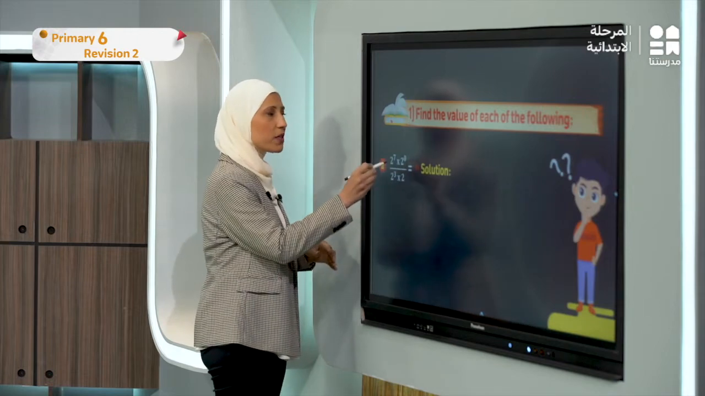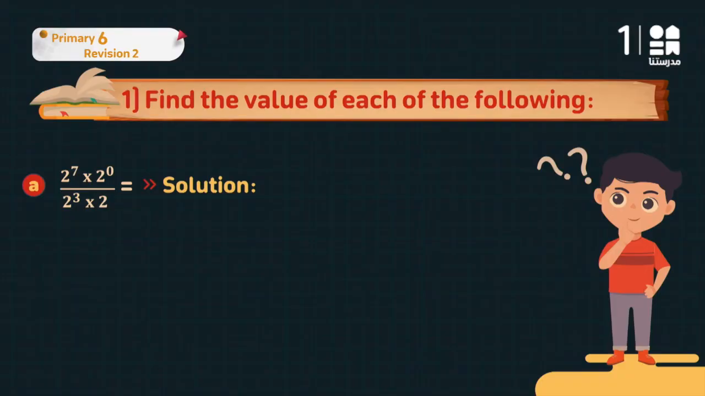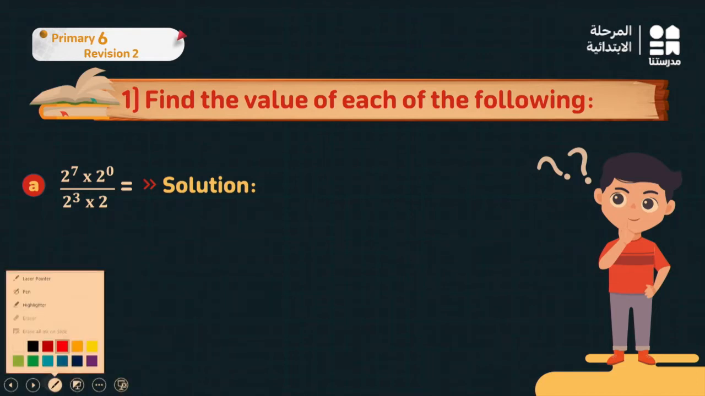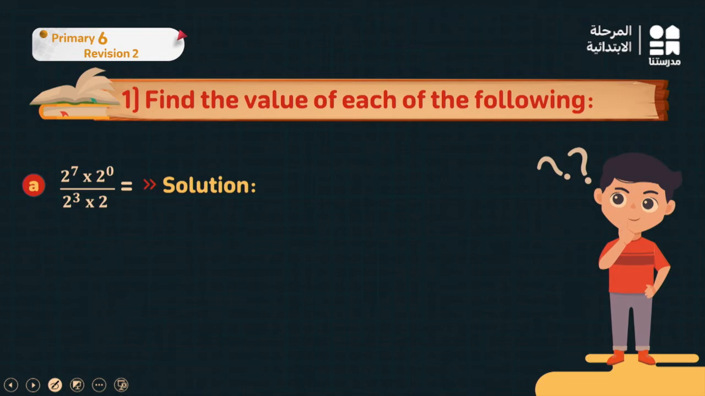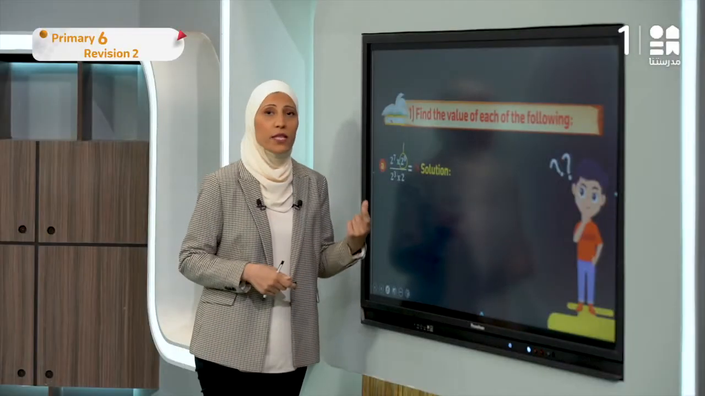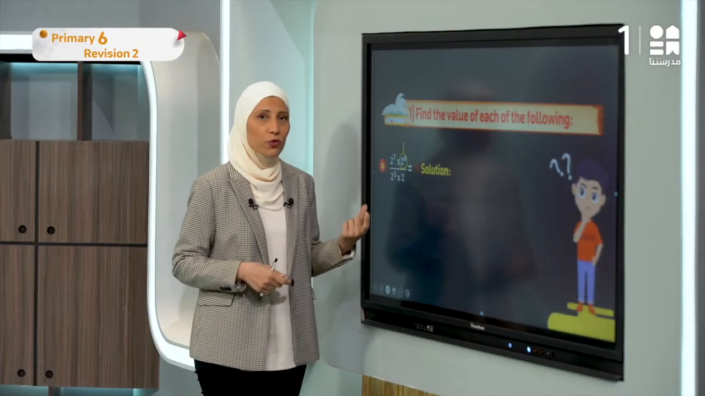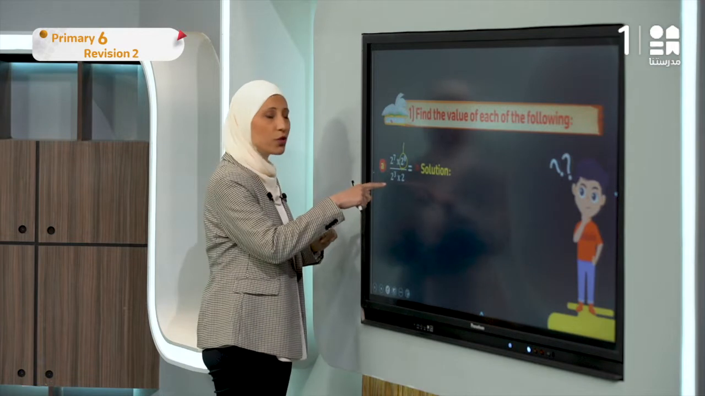I have 2 to the power of 7, but I also have 2 to the power of 0. What does that mean? Any number to the power of 0 equals 1. So I change the 2 to the power of 0 to become 1. So 2 to the power of 7 times 1 equals 2 to the power of 7, divided by 2 to the power of 3 times 2. Times 2 means power of 1. So I will add 3 plus 1.